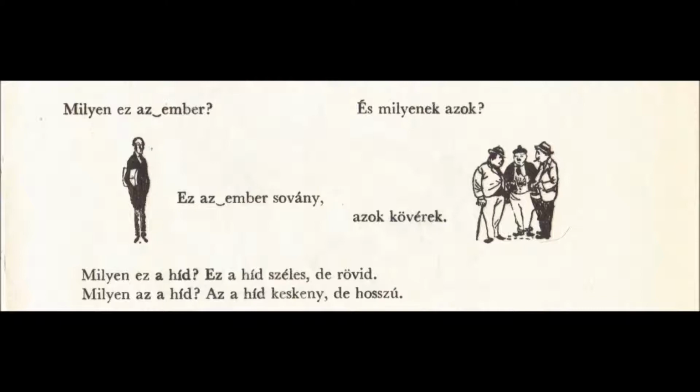Milyen ez a híd? What is this bridge like? Ez a híd széles, de rövid. Which means that this bridge is wide but short.